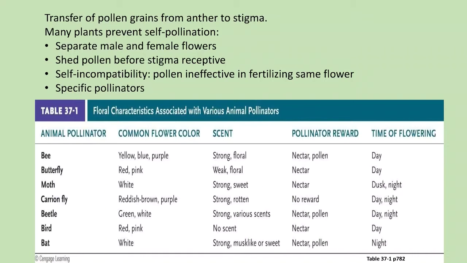Then there's self-incompatibility. Sometimes the pollen is not effective at fertilizing the same flower, and that might be because of the genes being too similar. Okay, but one of the most fascinating things that happens is that flowers have developed to attract specific pollinators.